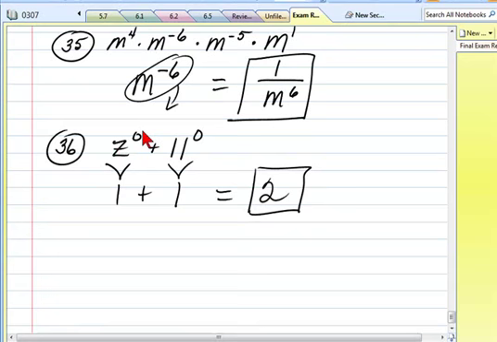No, okay. Everybody okay on your properties? They won't be any harder than that. There was one on your test that was pretty hard, but not here. All right, now we're going to look at scientific notation.